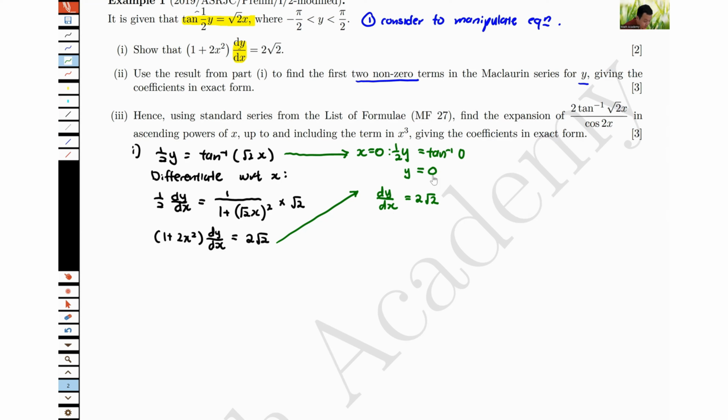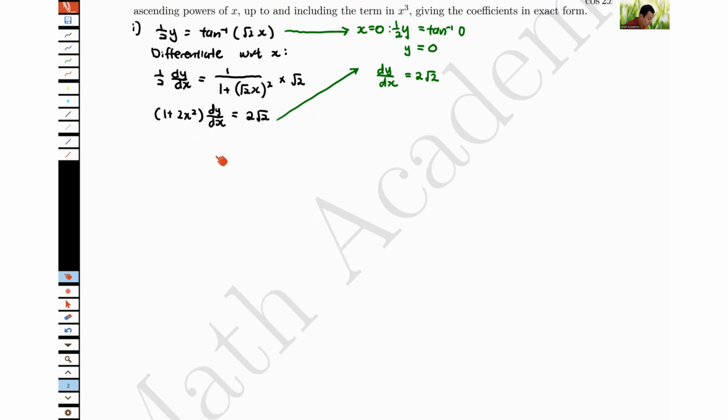But we only have one non-zero term now. I'm supposed to get 2 non-zero terms. So we don't have a choice. You have to differentiate again. Okay, let's do the next round of differentiation. Just be careful, there will be a product of 2 terms over here. You have to go for product rule. So to do product rule, let's keep the 1 plus 2x squared. I differentiate dy/dx, we get d2y/dx squared. Keep dy/dx. Differentiate 1 plus 2x squared, we get 4x. And right side, 0.